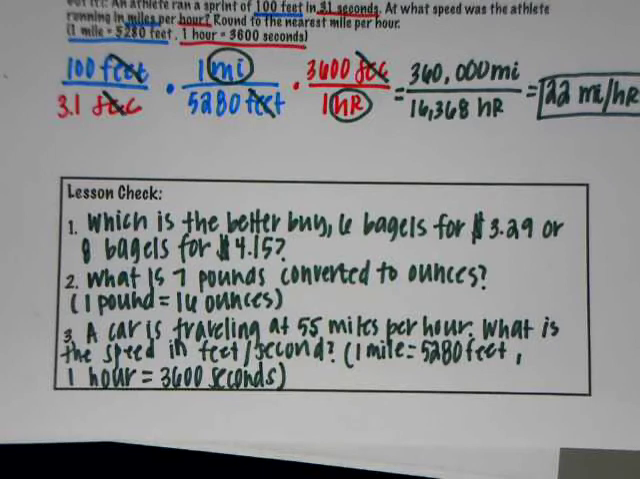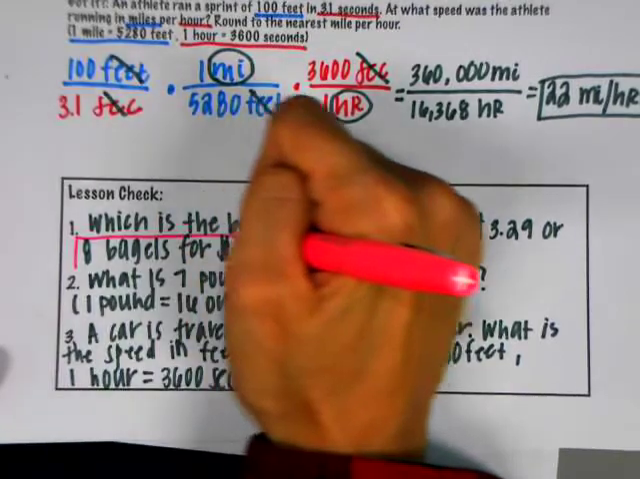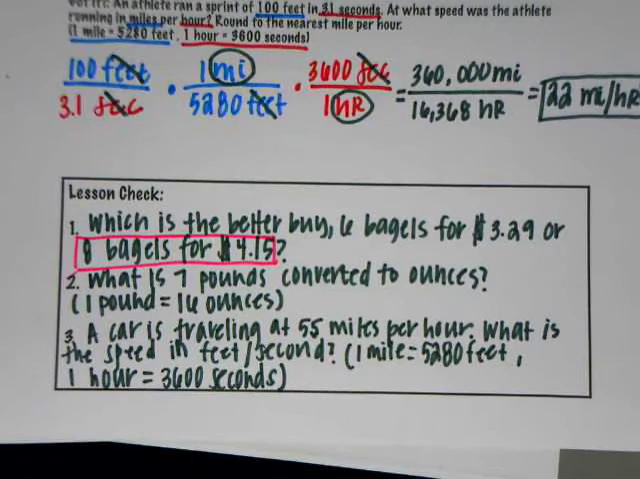And are we ready for answers on these 3? Okay. All right, so for number 1, the better buy is the 8 bagels for $4.15. So anytime that you're dealing with money, you always want to do the money first, like the money on top. You want to figure out how much money per one bagel, 1 ounce, whatever. I always try to do it opposite, and then I realize that doesn't make sense.